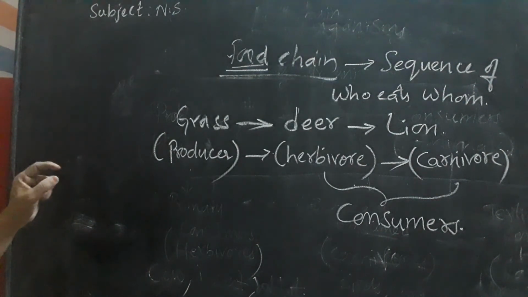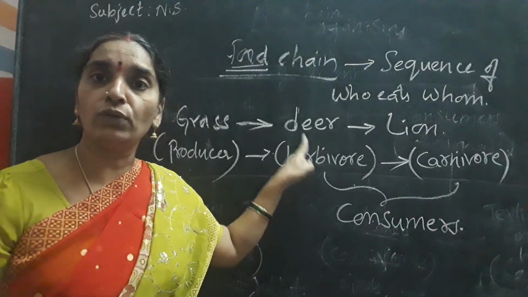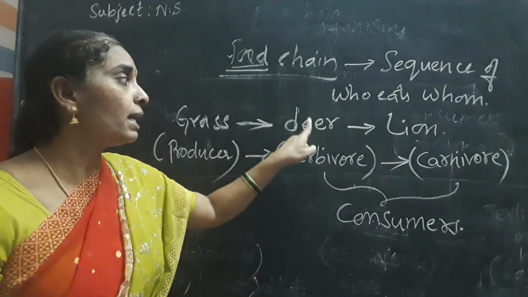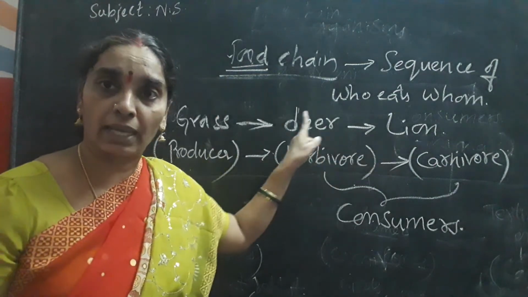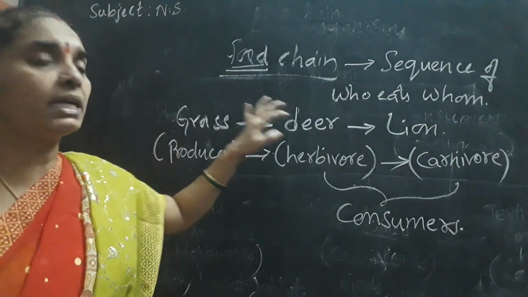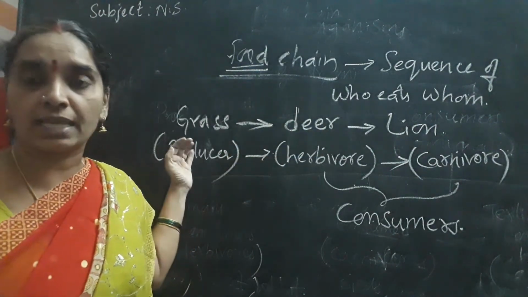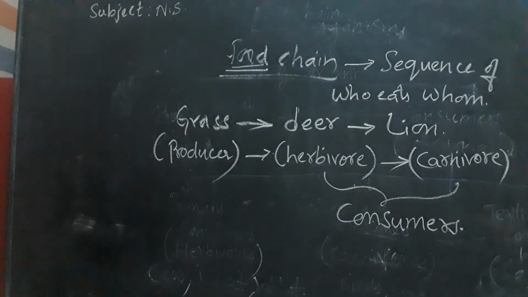So it describes how organisms get the energy and nutrients by eating other organisms. You know that food is required to get energy. Here deer is getting energy by eating grass. Lion is getting energy by eating deer. So the food chain explains the interdependence between the animals for the sake of food. Next, coming to the producers and consumers, they are interdependent on one another.